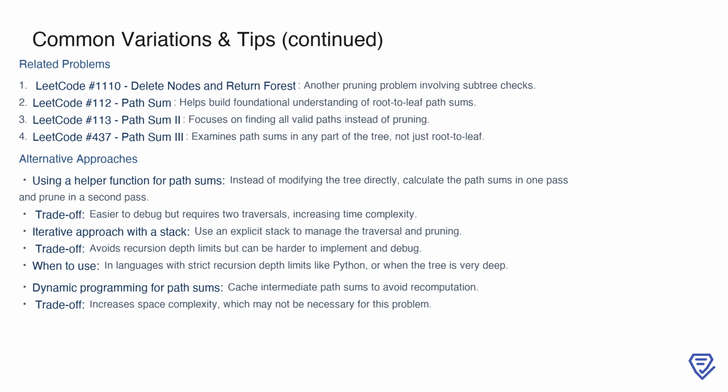As for alternative approaches, one option is using a helper function to calculate path sums in a separate pass before pruning. This can simplify debugging but requires two traversals, which increases time complexity. Another strategy is an iterative approach using a stack to manage traversal and pruning. While this avoids recursion depth limits, it can be more complex to implement and debug. Finally, dynamic programming can be applied to cache intermediate path sums and avoid recomputation, but this increases space complexity. Each approach has trade-offs, so choose based on the constraints of the problem and the programming environment.